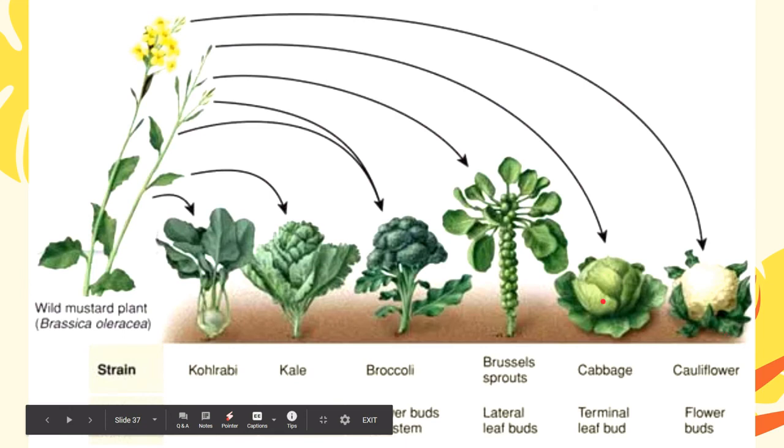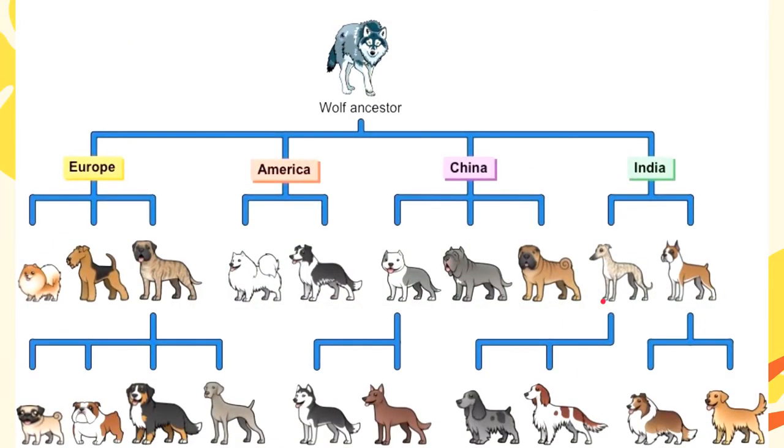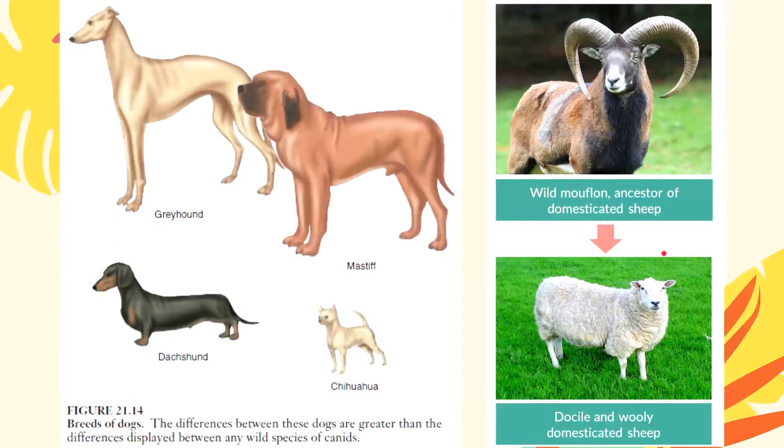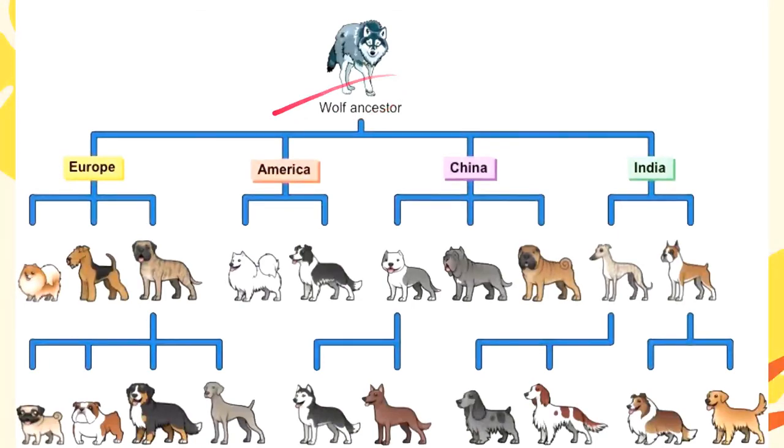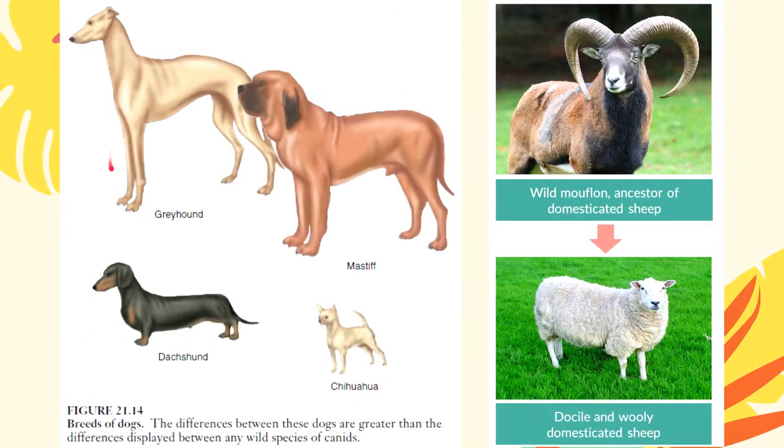We've also done selective breeding in dogs. Okay, so all dogs have the wolf ancestor, but different parts of the globe, different countries, different regions have bred the wolf into their desirable traits to give rise to the different dog breeds that we know today. Okay, so from the wolf as ancestor, different regions of the world have bred them. That's why from wolf ancestor, we now have this greyhound, because this is the result of the desirable traits that we have selectively bred. We have a mastiff, chihuahua, and dachshund.